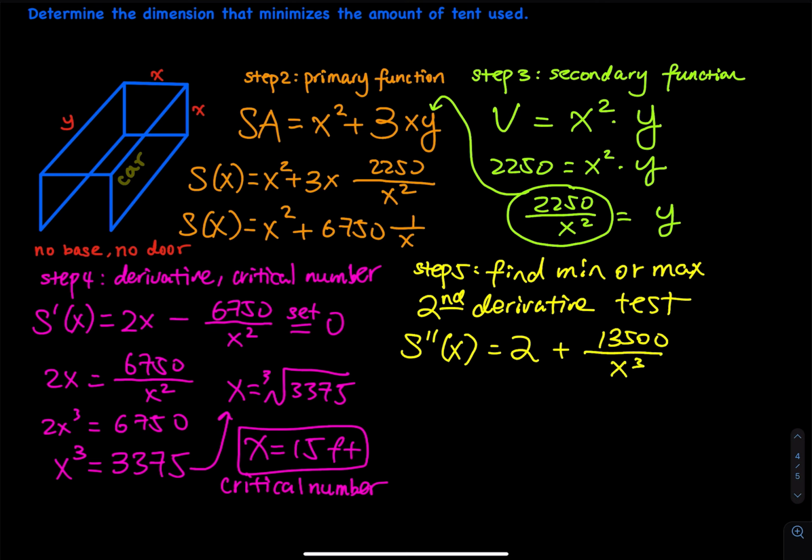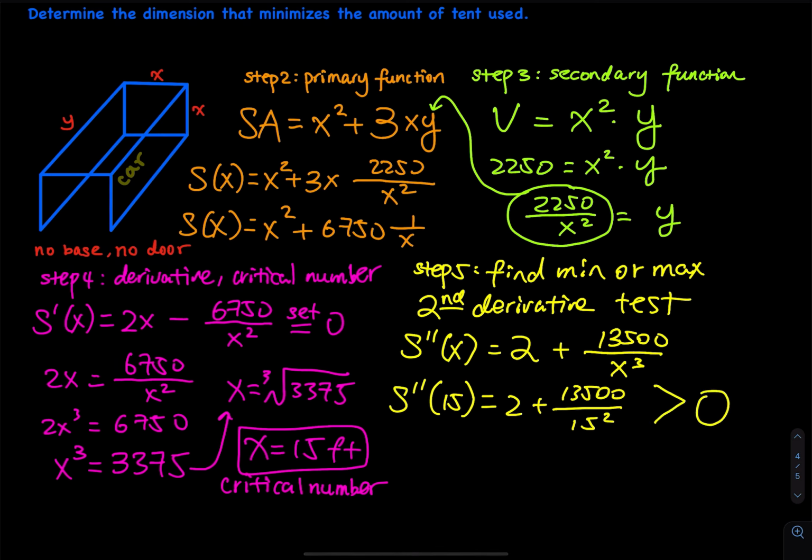And then what else do we do? Do we set that equal to 0? No, we are not finding the inflection point. So all we have to do is plug in the critical numbers. So 15, you have 2 plus 13,500 divided by 15 squared. I don't care what that equals. All I need to know is the second derivative at 15 is greater than 0. What does that mean? That means the surface area, I should say function s, is concave up at x equals 15.